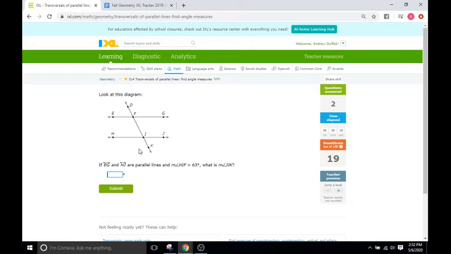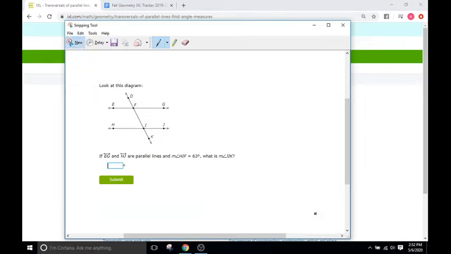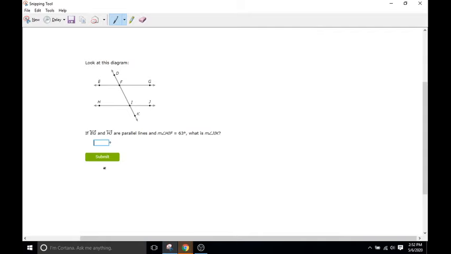Okay, this looks like a pretty standard problem. We have HIF, so that angle there, and then JIK, this angle there. So we'll do this one too, because it's different. Okay, so again, we have HIF, so right here is 63. And then down here we have JIK.